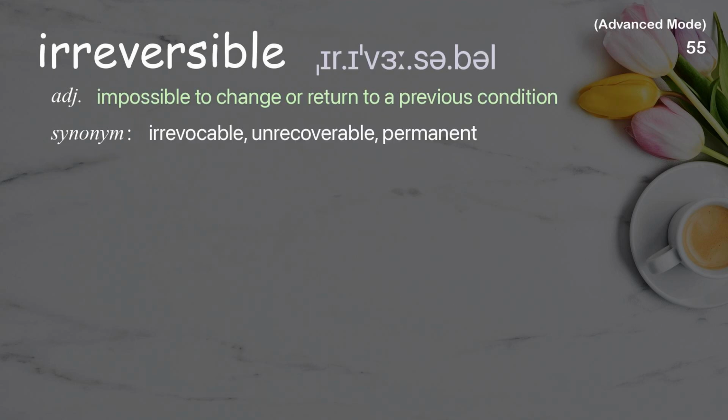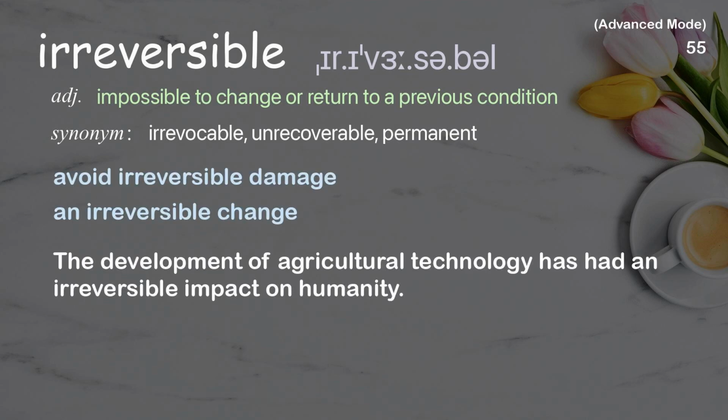Irreversible. Impossible to change or return to a previous condition. Examples: Avoid irreversible damage, an irreversible change. The development of agricultural technology has had an irreversible impact on humanity.